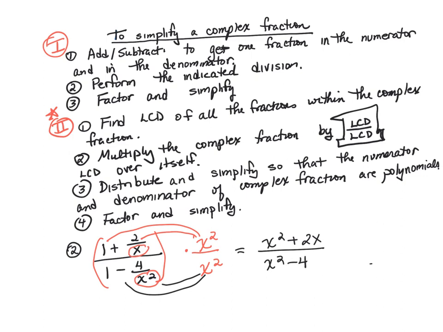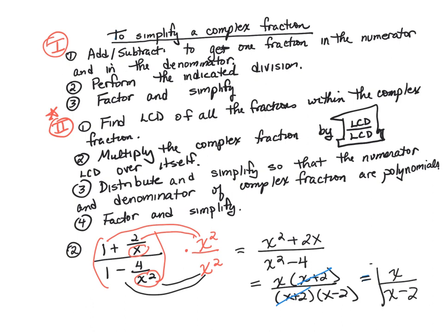Now let's factor and simplify. So we could factor an x in the numerator. We could factor the difference of two squares here. We see that the x plus 2 divide through, and the final answer is x over x minus 2, with the understanding that x is not equal to 2 or negative 2.